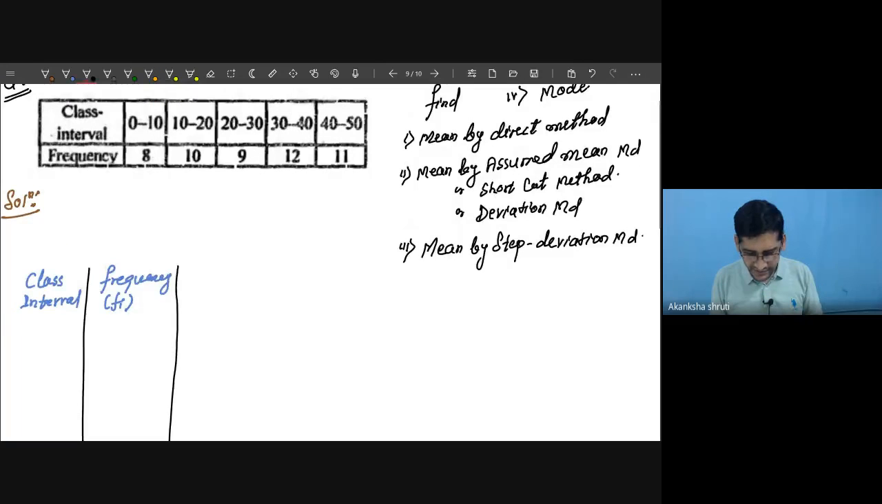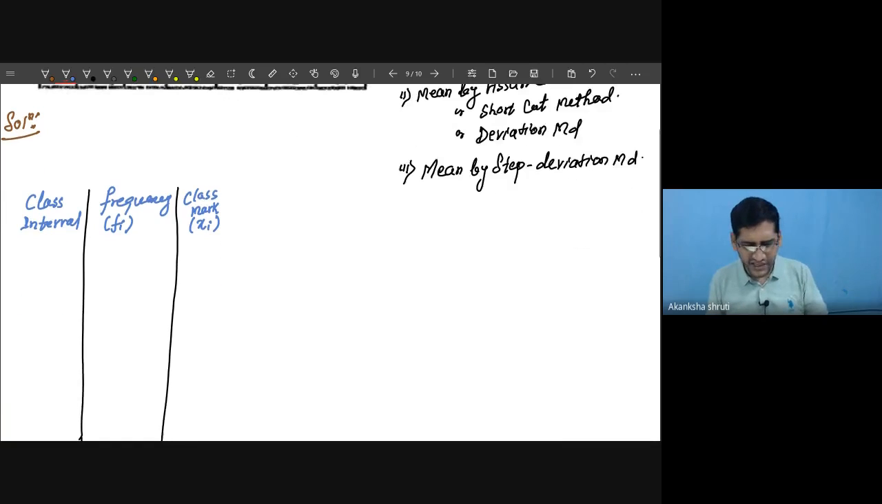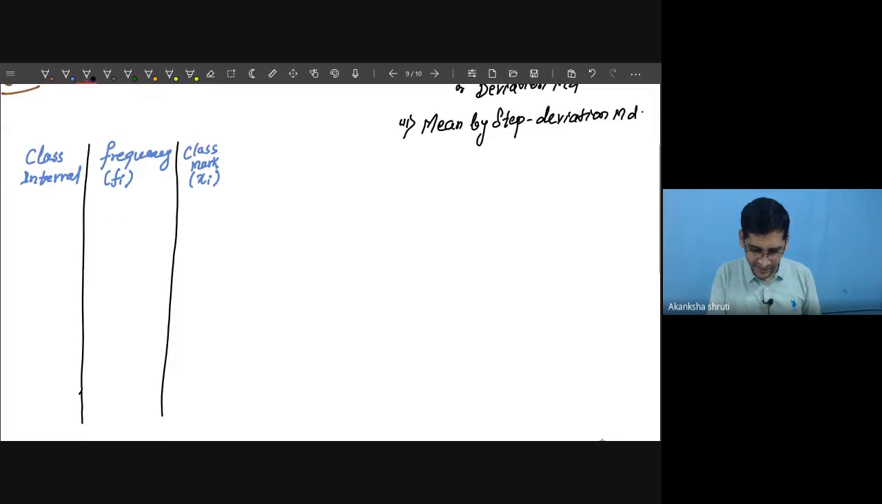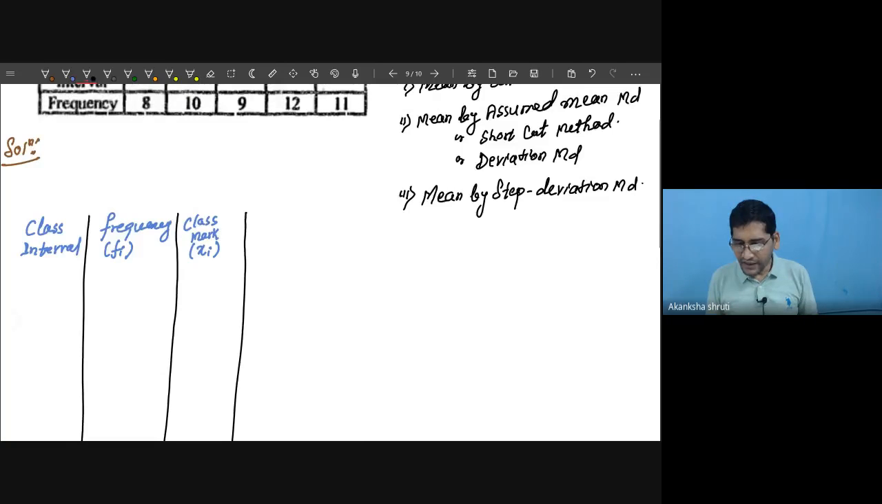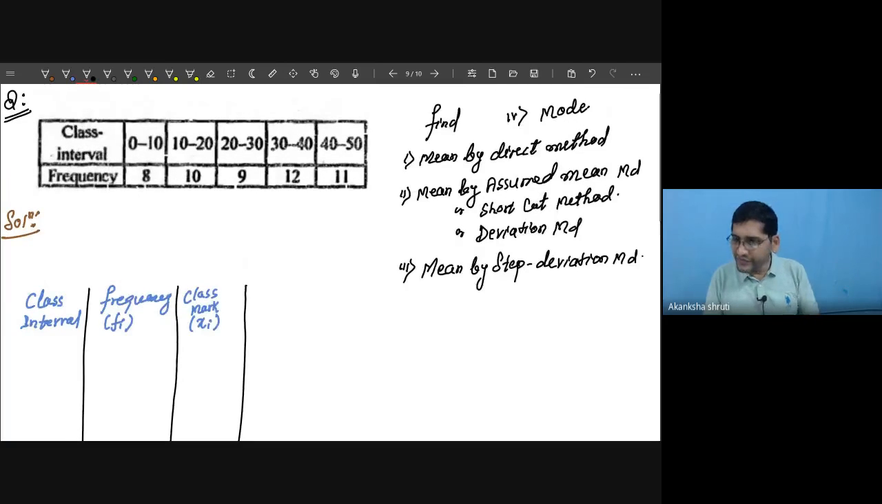The next one is, for the class interval, blindly we need to calculate the representative of the class interval. That is called the class mark. The class mark is denoted by xi. So be careful. Never forget to calculate the class mark, whatever method you are going to use. Do not worry about the method, but first calculate the class mark. Then, according to the required method, we calculate the other things.